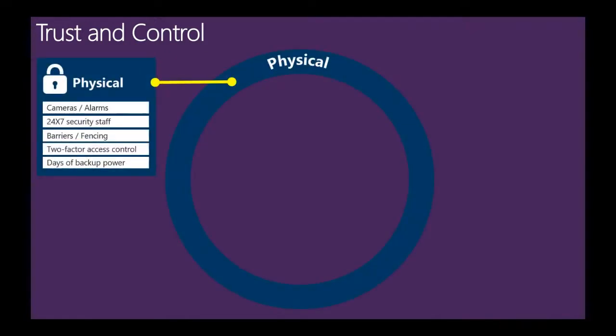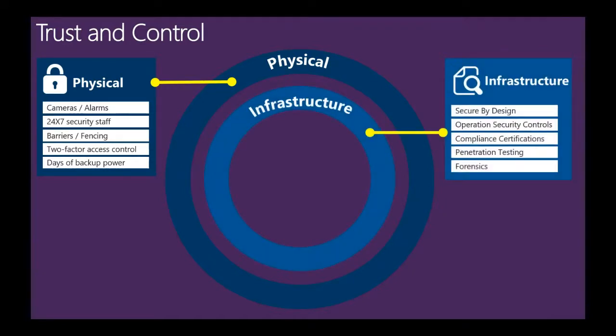How do you trust this when it comes to the Azure data center? The physical security of an Azure data center includes 24/7 security staff, cameras, and two-factor access control for any person going in and out, including the maintenance team, and you have days of backup power. And when it comes to infrastructure, the security controls, the compliance certifications, you name it.